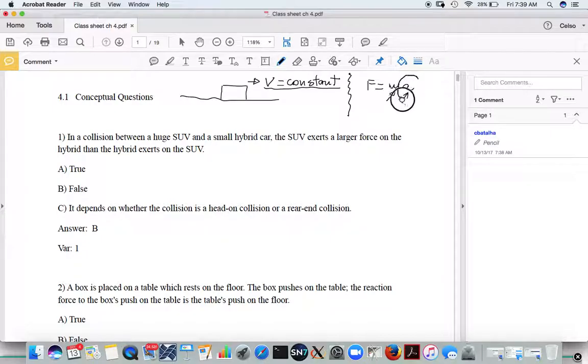And acceleration is related to a net force. The direction of this net force matches the direction of acceleration. Okay. So let's see how this unfolds in this exercise. In a collision between a big SUV and a small car, the SUV exerts a larger force on the hybrid than the hybrid exerts on the SUV. Is this true or false?